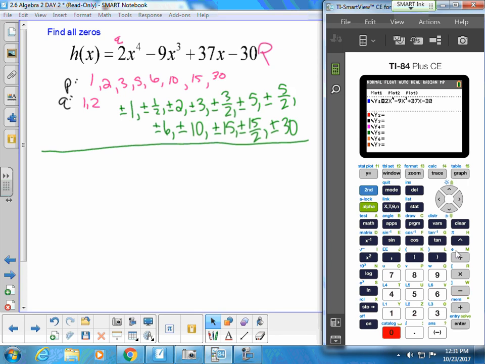Alright, so there's my graph. Again, if you don't find all 4, no big deal. You can use your synthetic. Even if you get 1 or 2, you can kind of get on your way with things. We're looking for all the X-intercepts.